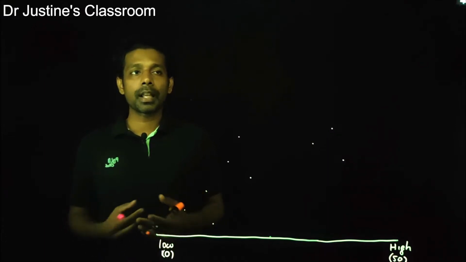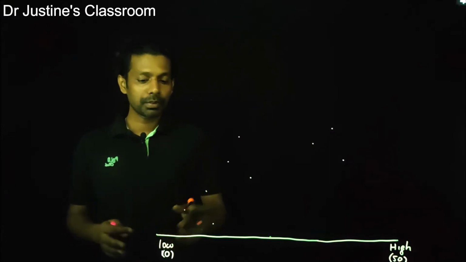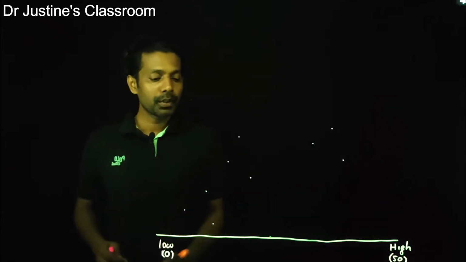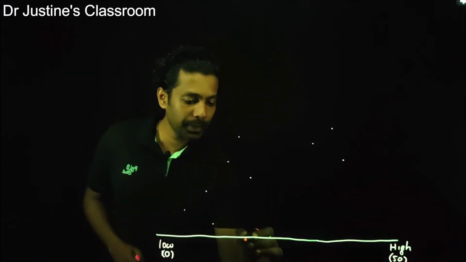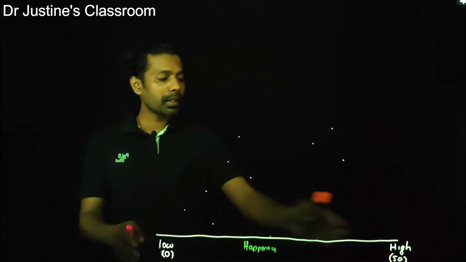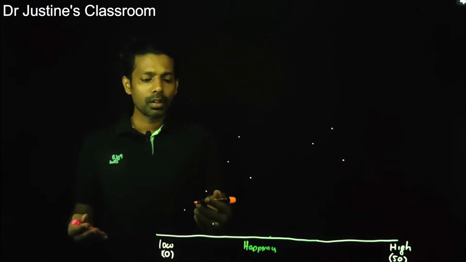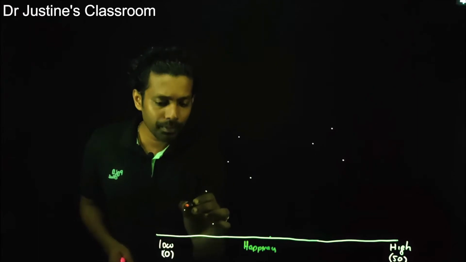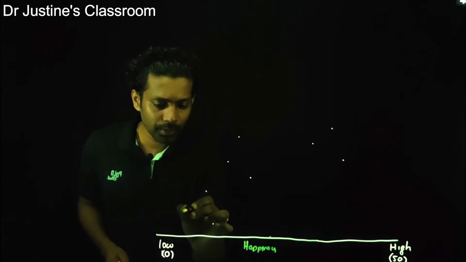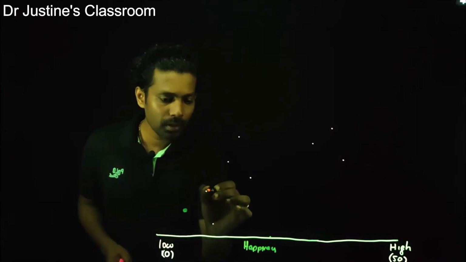So I am going to measure happiness of people here. Let us say this is a continuum. I have happiness scores here, low to high, and I'm taking 9 observations here. 3 observations are from people who are married.